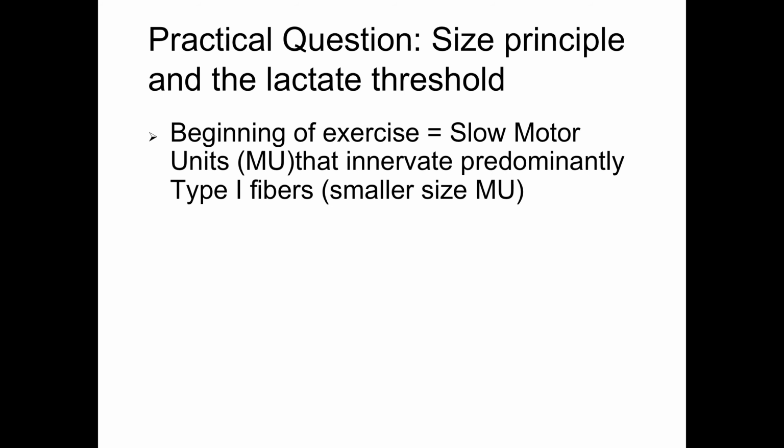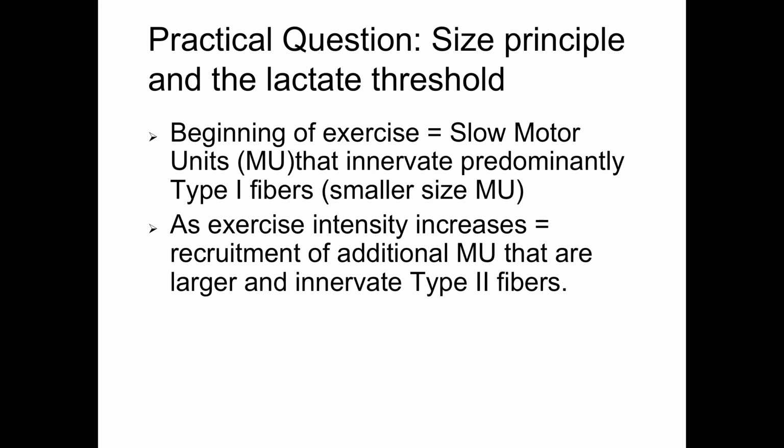As I described, at the beginning of exercise, slow motor units that are smaller in size innervate predominantly type 1 fibers. So these are oxidative fibers. We're not producing much lactate. There's not that great a demand for energy and for force production.